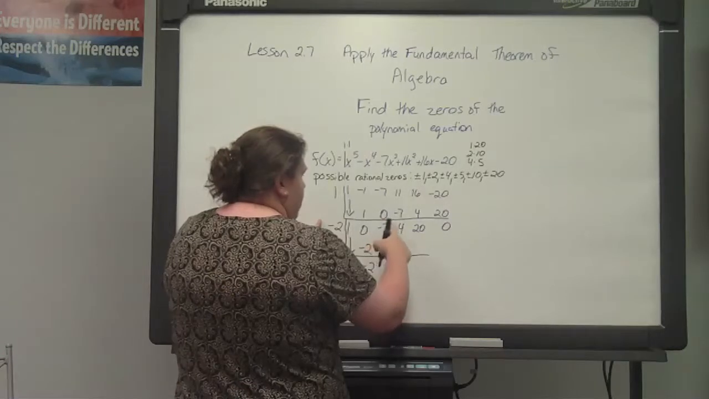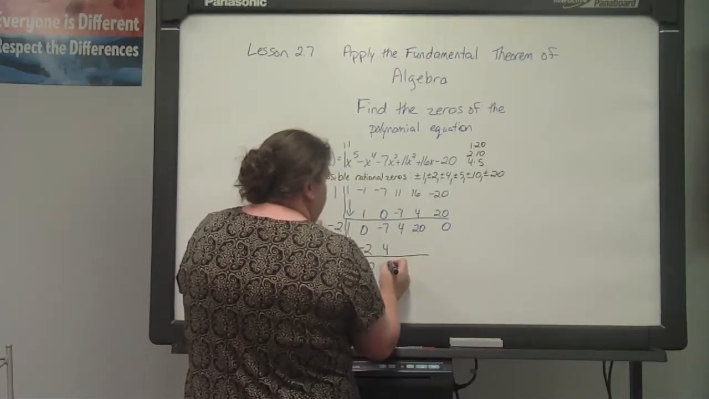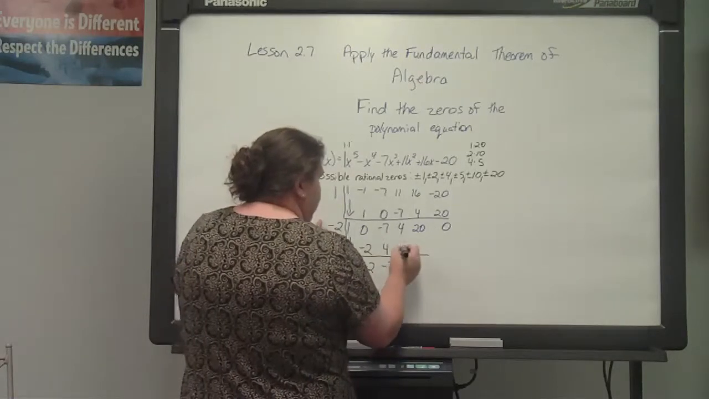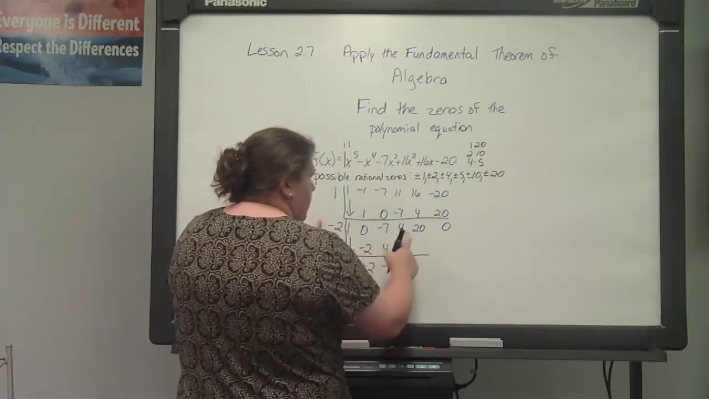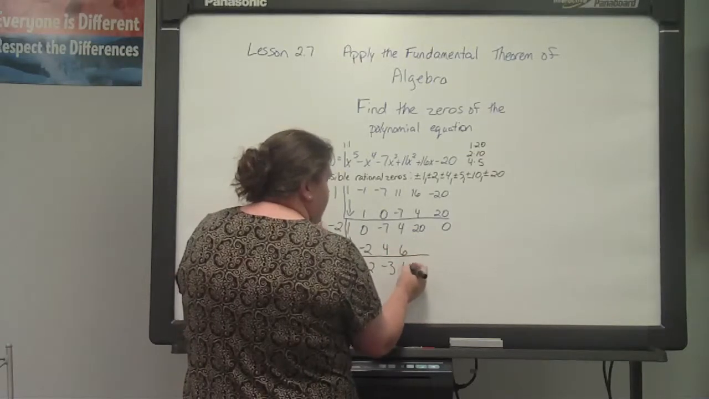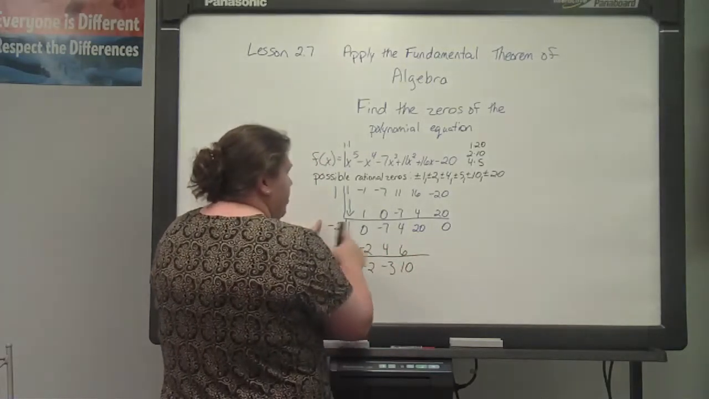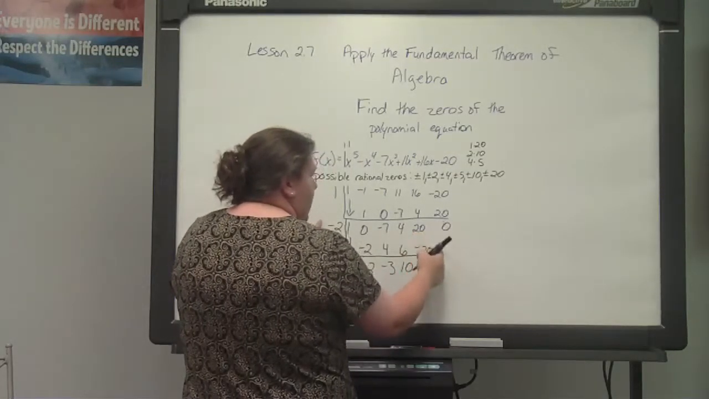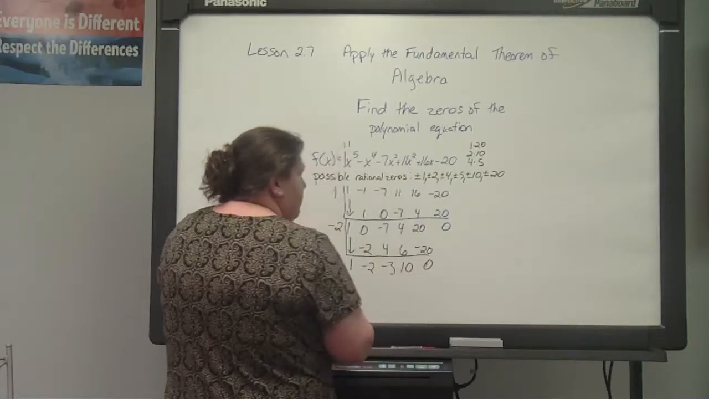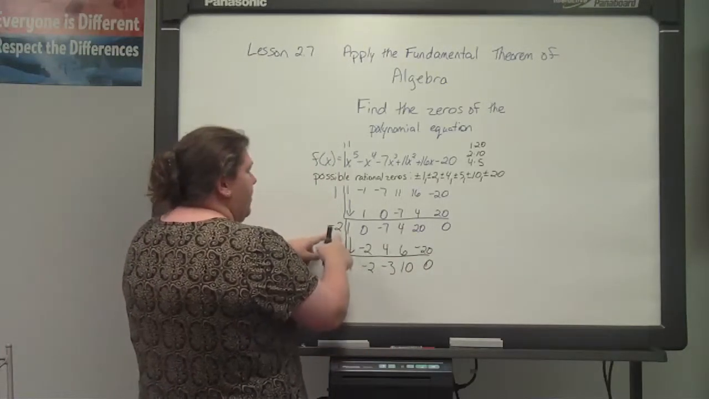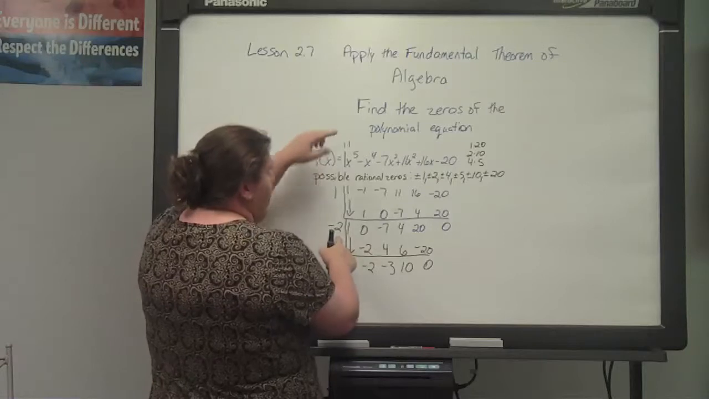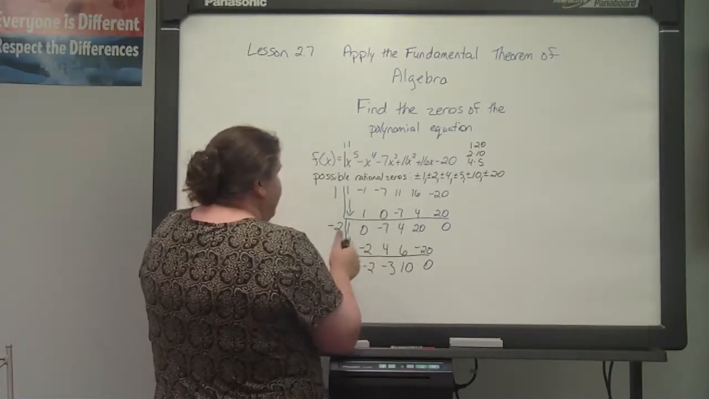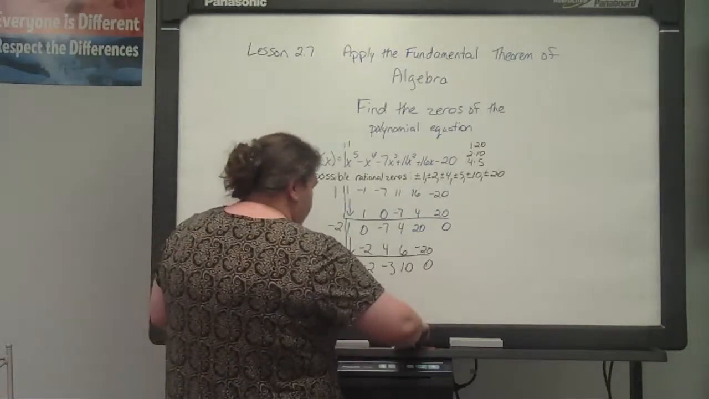A negative 7 plus 4 gives me a negative 3. A negative 2 times a negative 3 gives me a positive 6. 4 plus 6 gives me 10. A negative 2 times a positive 10 gives me a negative 20. 20 minus 20 gives me 0. So again, I have found a 0 of my polynomial equation right here. I still want to keep going down.